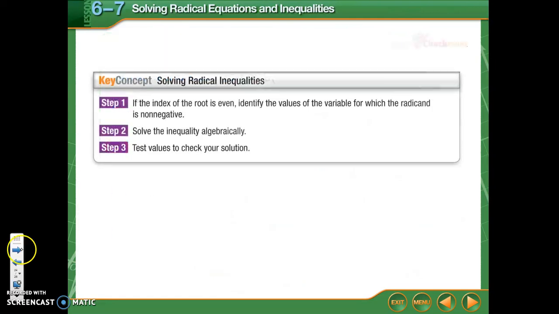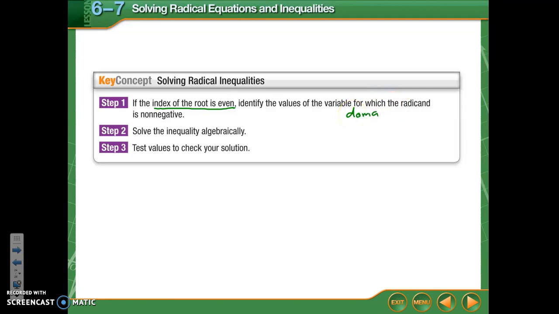All right, for the last part of this video, we are going to talk about solving radical inequalities. Step 1 is, first of all, this is an extra step if the index of the root is even. So if I have a square root or a 4th root or a 6th root or an 8th root, I have to identify the values of the variable for which the radicand is non-negative.